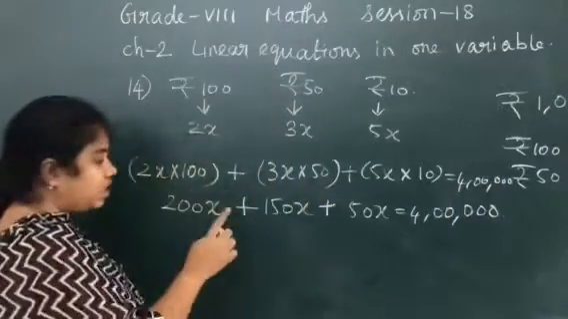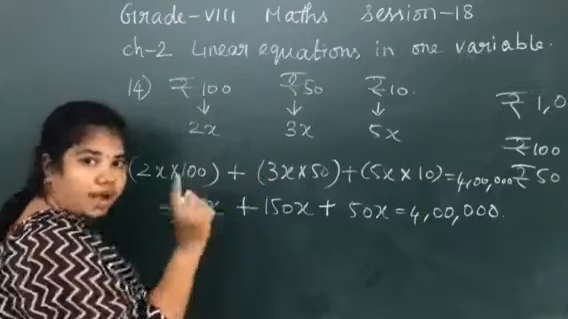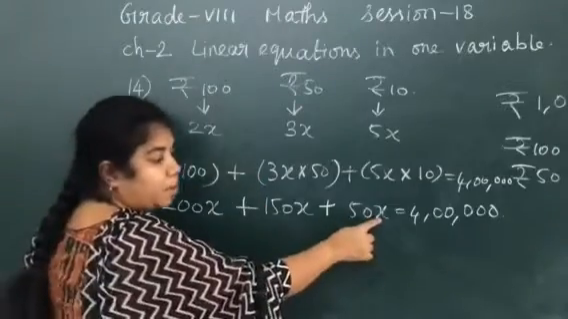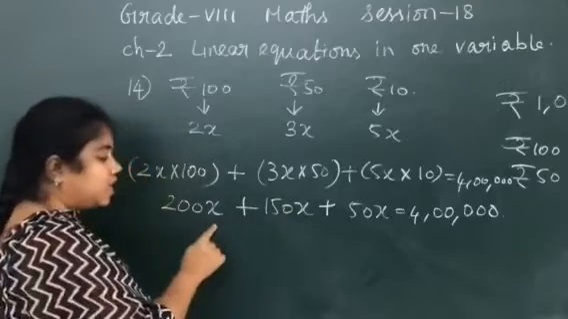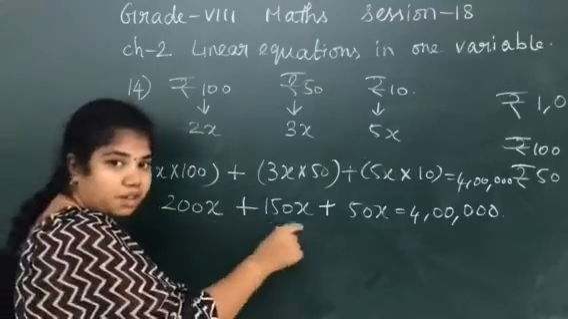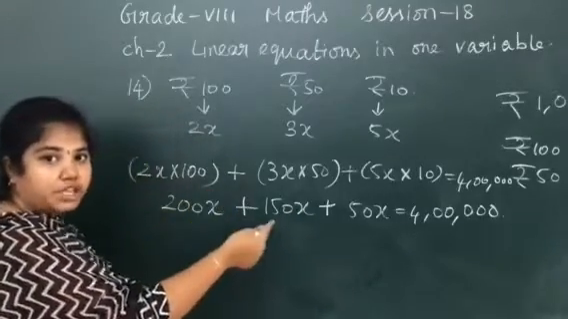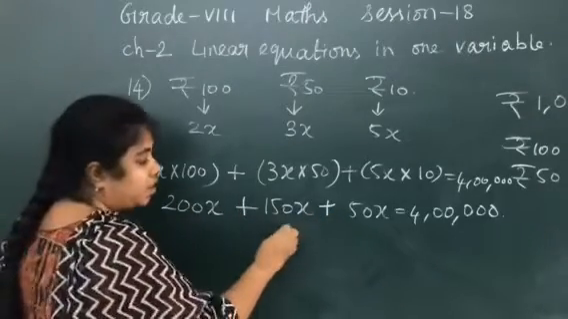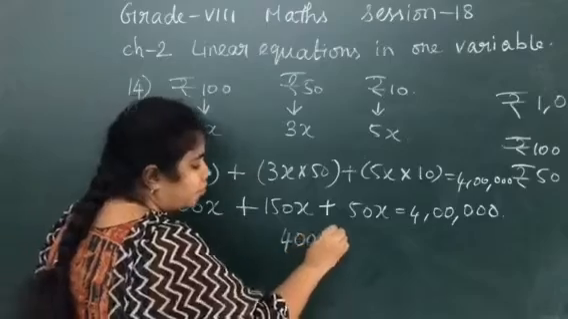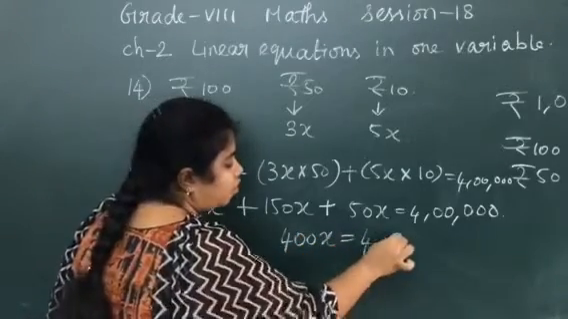Now listen, here it is addition. You have to consider the variable. What is the variable in this term? It is x. What is the variable in this term? It is x. Here it is x. So when my variables are the same, I can add the coefficients. What are the coefficients here? 200 plus 150 plus 50. So my coefficient will be 400x, which is equal to 4 lakh.